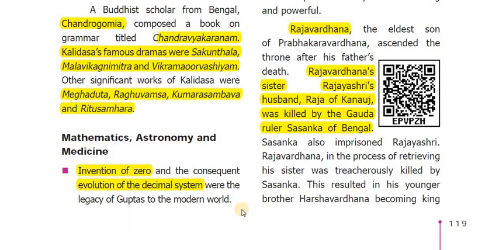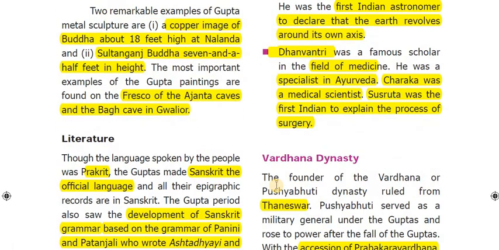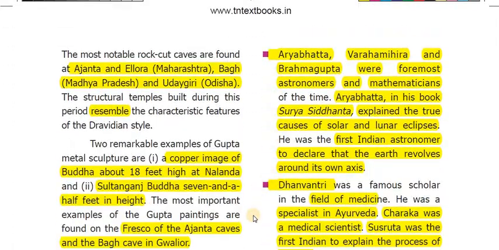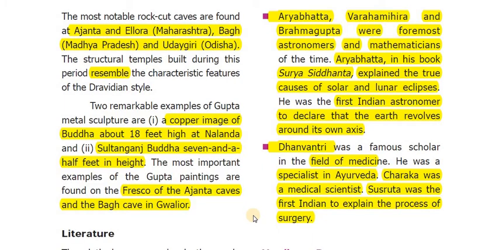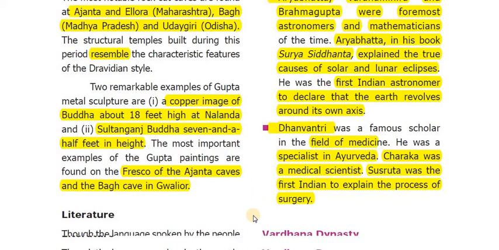Mathematics, astronomy, and medicine. The invention of zero and the consequent evolution of the decimal system were the legacy of the Guptas to the modern world. Aryabhatta, Varahamihira, and Brahmagupta were the foremost astronomers and mathematicians of the time. Aryabhatta explained the true causes of solar and lunar eclipses. He was the first Indian astronomer to declare that Earth revolves around its own axis.